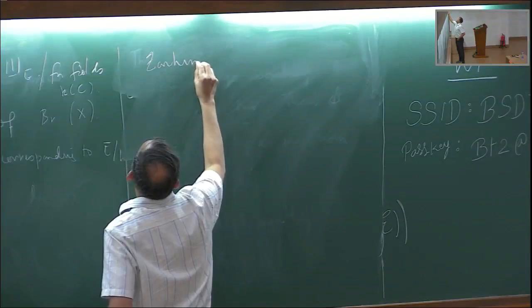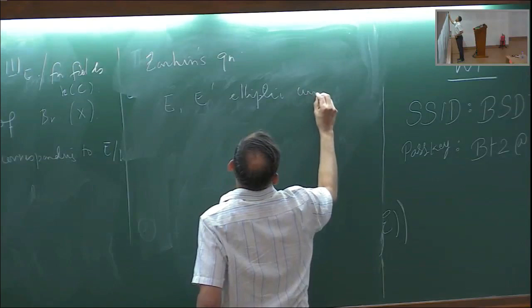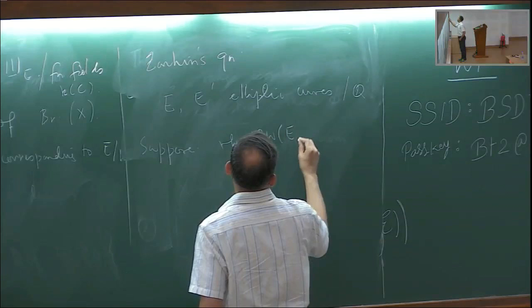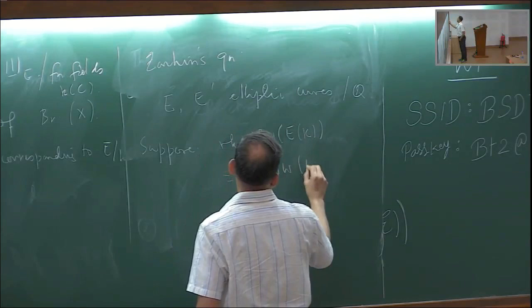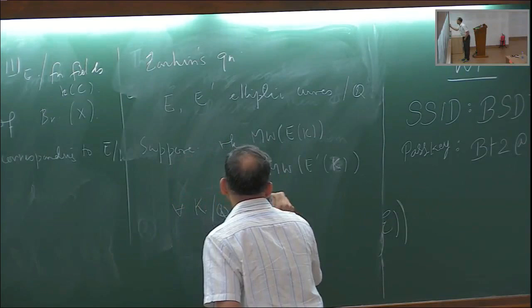So he was working with the question of Zarhin's question. Take E and E', elliptic curves over Q, and suppose the rank of the Mordell–Weil group of E over K is equal to the rank of the Mordell–Weil group of E' over K, for all finite number fields K over Q. Does this imply E is isogenous to E'?